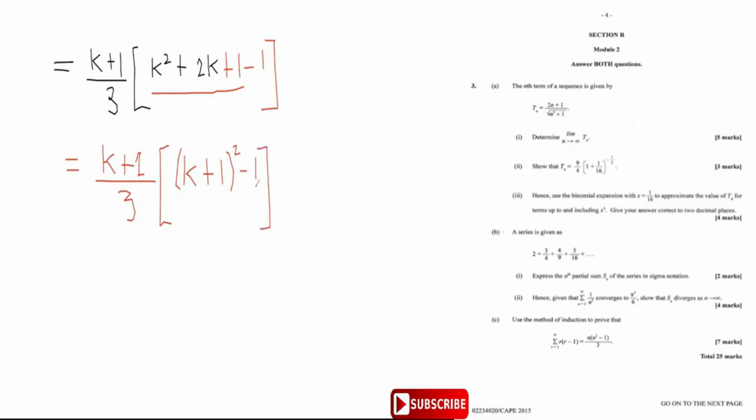That's what I have now: k plus 1 all squared minus 1. Nice and easy. So this is what we have now: k plus 1 over 3 into k plus 1 all squared minus 1. And hence, we can conclude that n equal k plus 1 is true if n equal k is true.